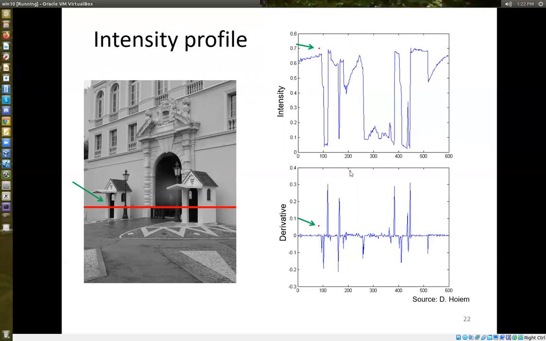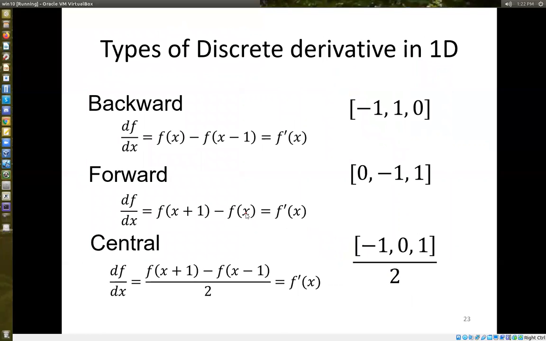But the signal is, sorry, it's discrete, right? So instead of doing a derivative as you do in calculus, we just approximate that. For example, we can approximate the derivative as just a difference of consecutive pixels. This is a 1D case. For example, I can do a forward approximation.